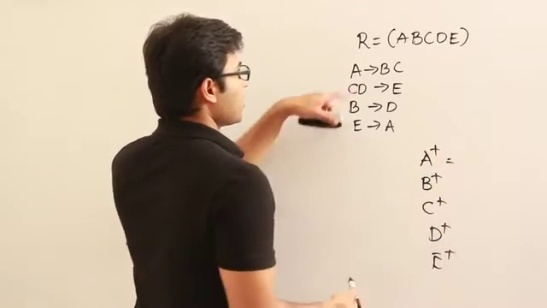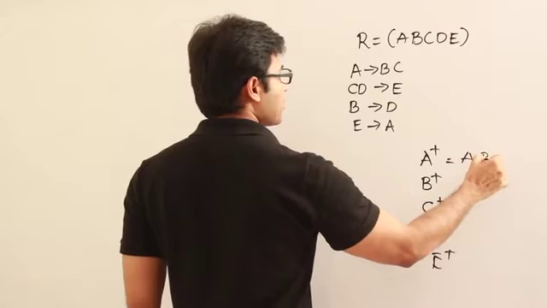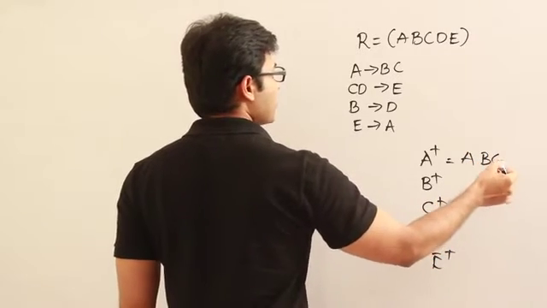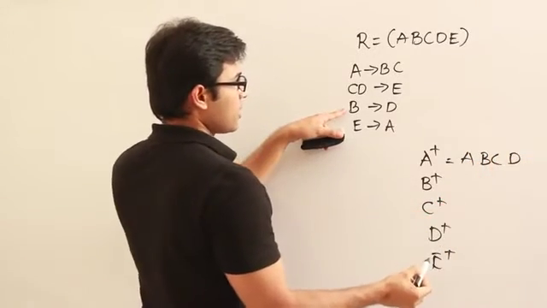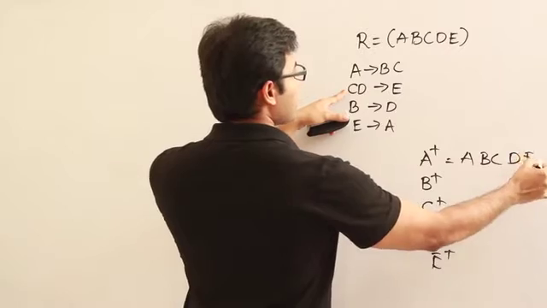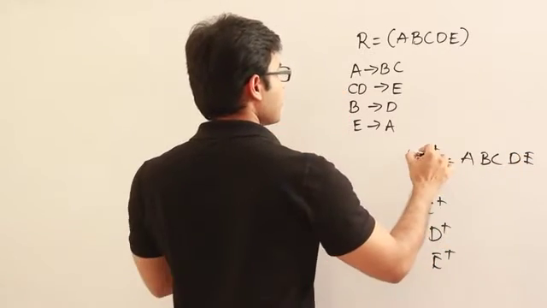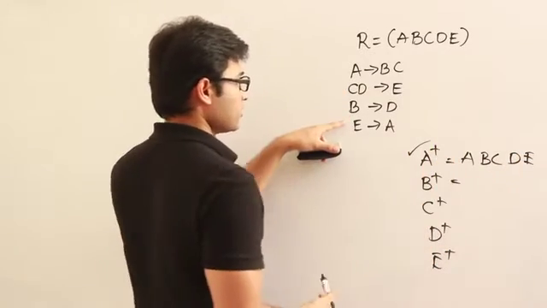What about A+? You get A, and because of A, B, C, and because of B, D, and because of C, D, E. So we got A, B, C, D, E. So this could be a candidate key. This is a candidate key in fact.